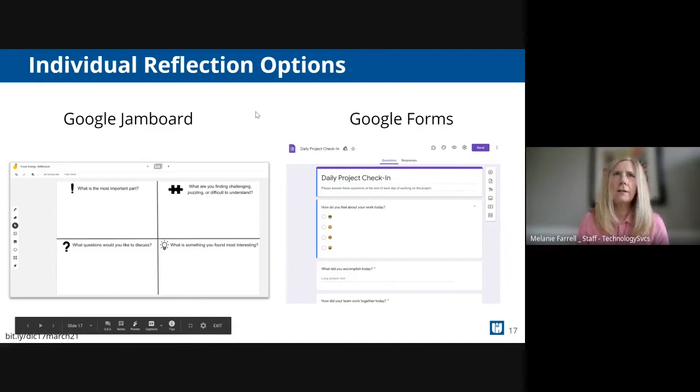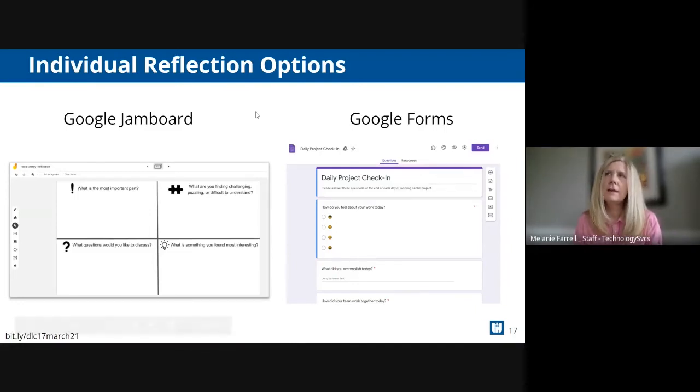So this next slide, Paul talked about these check-ins. The title of the slide is Individual Reflection Options, but this would be a place where Paul could either share this Jamboard or share a Google form where he could do quick, individual check-ins, because maybe he does check in with the group during a Google Meet. But we all know that sometimes, face-to-face and in a larger group, maybe we don't want to share. So this would be another place where he could do his check-ins and grab some feedback from them as the project's moving through the stages.